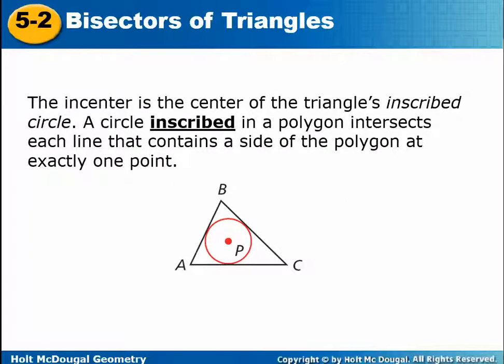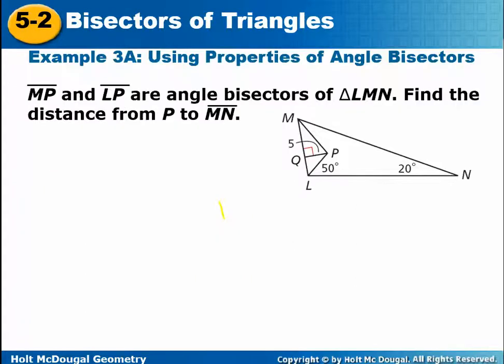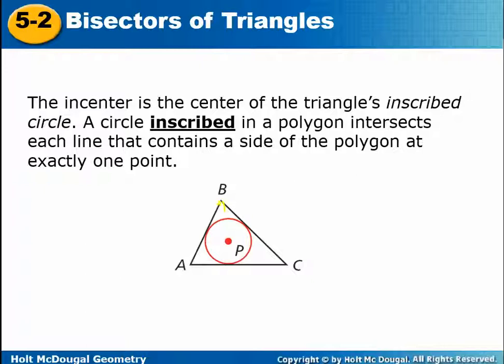And the incenter, if you draw all of your angle bisectors, let me draw my angle bisectors. There's one, there's one, there's one. That incenter, that point right there, will be the center of a circle that you could draw inside that triangle that will just touch. See how it's just touching each edge of the triangle? That's called an inscribed circle. This circle is inscribed in a polygon, and it intersects each line that is the edge of the polygon at exactly one point.